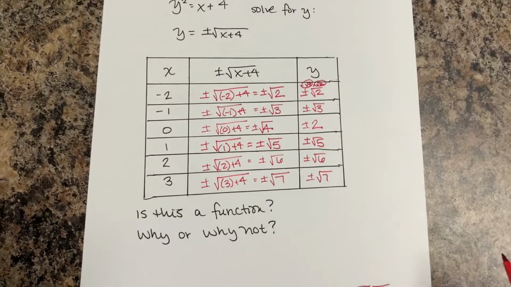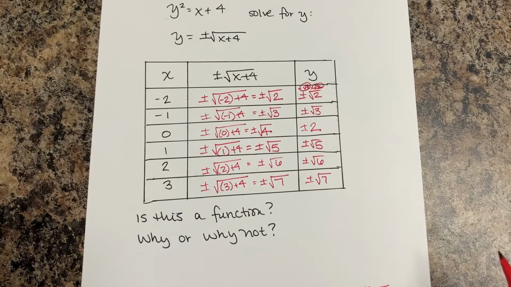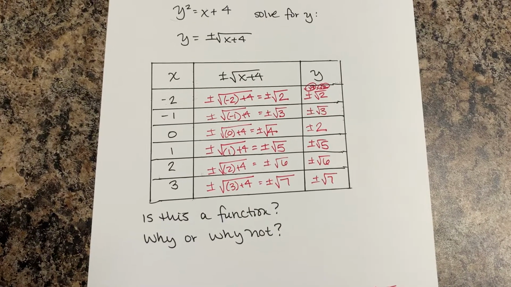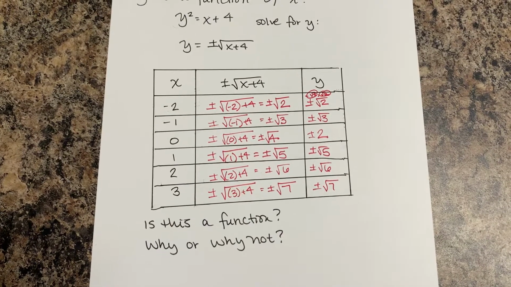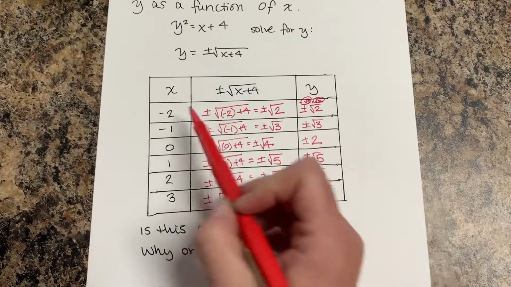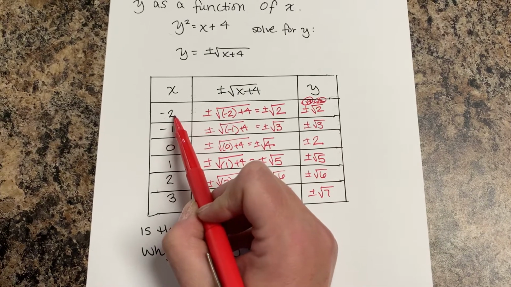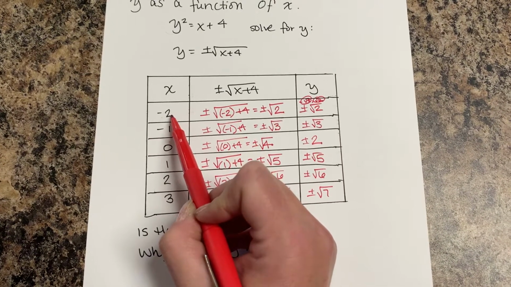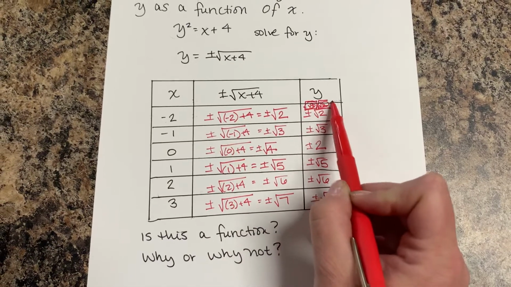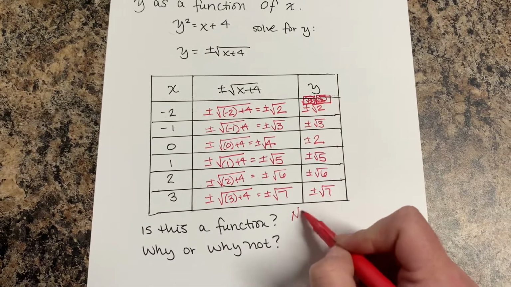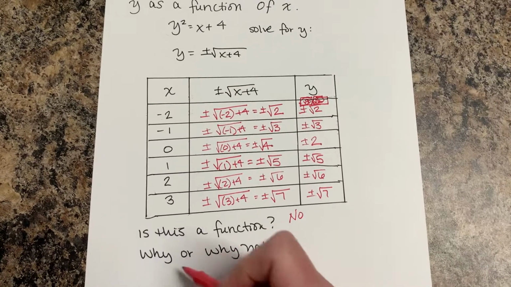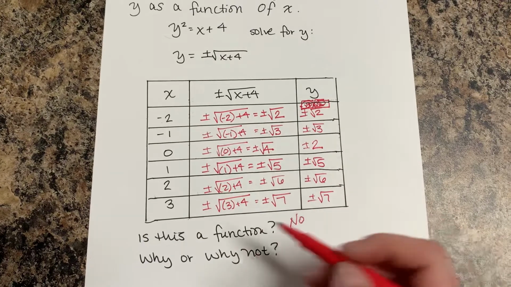Okay, so is this a function? What determines if it's a function? Does every input have exactly one output? Here's our input, here's our output. This negative 2 is tied to how many outputs? 2, right? Because this is 1 and this is 2. So no, it is not a function because an input is repeated.